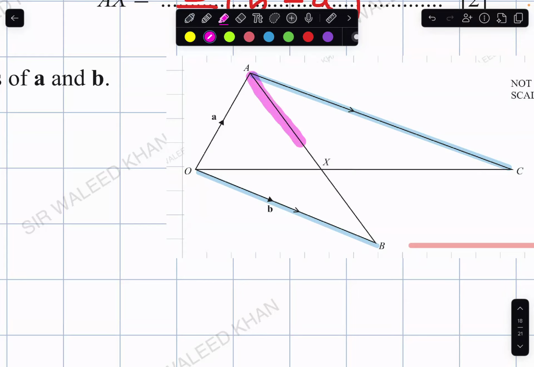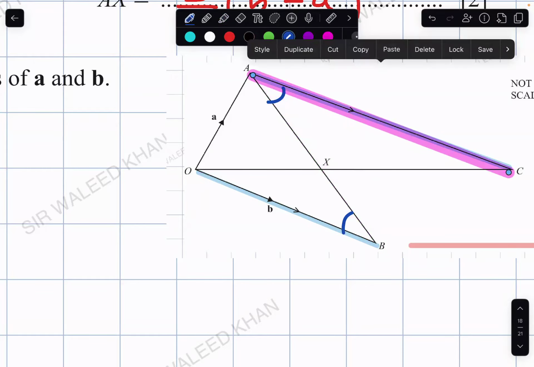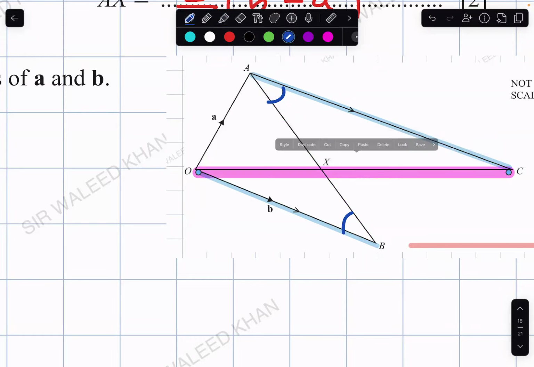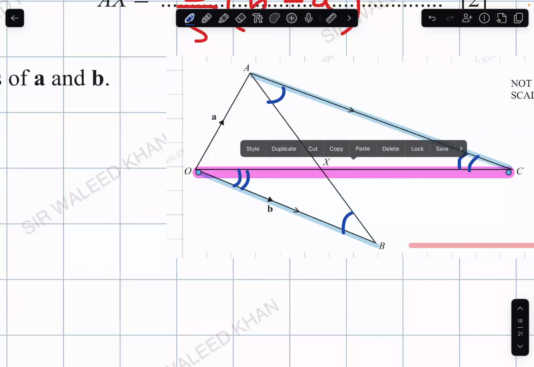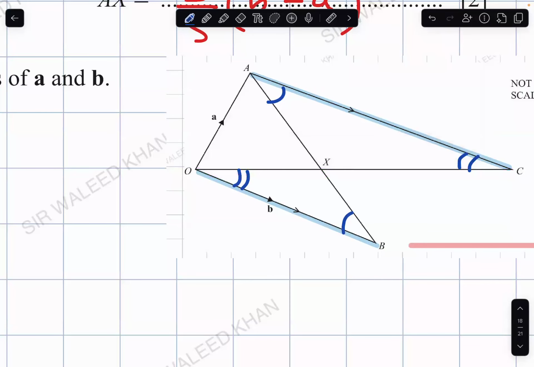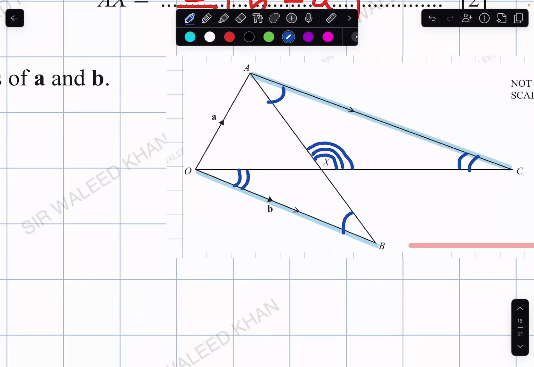If the lines are parallel, and let's say this is a transversal, I can say this angle over here and this angle, they are equal. Why? Because it's a Z shape, alternate angles, right? And if I use this line as a transversal, again, alternate angles. So this angle is the same as this angle, right? Now, we are left with one angle. Either you can give a reason, third angle in a triangle, or you can say vertically opposite angles.